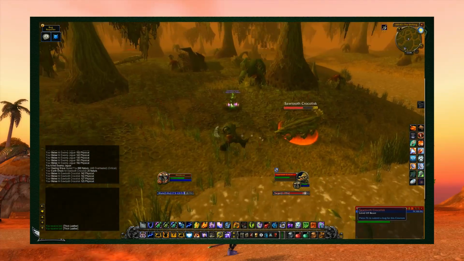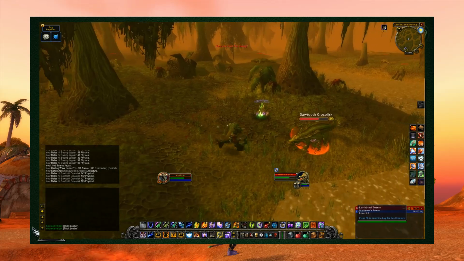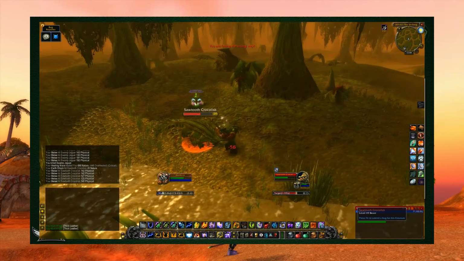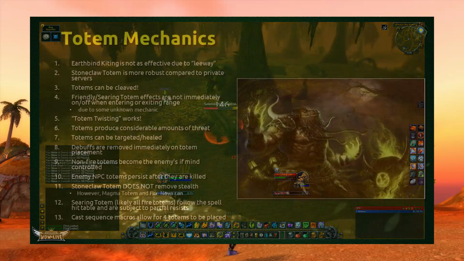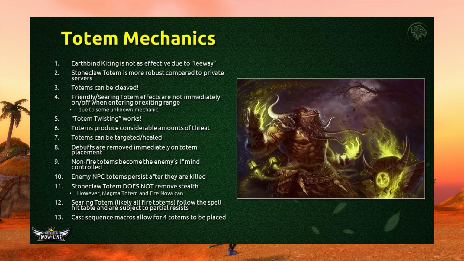Because of this, it's really hard to get out of a mob's range. You can still do Earthbind kiting, however the damage reduction is not as high as it was on the private servers. Just something to keep in mind. Another really interesting point is the Stoneclaw Totem is much more robust compared to private servers. It seems a lot more tanky, and its taunt seems a lot more reliable. If you are in a situation where you need to kill more than one mob, definitely use Stoneclaw Totem to get other mobs' attention and whittle one down first.